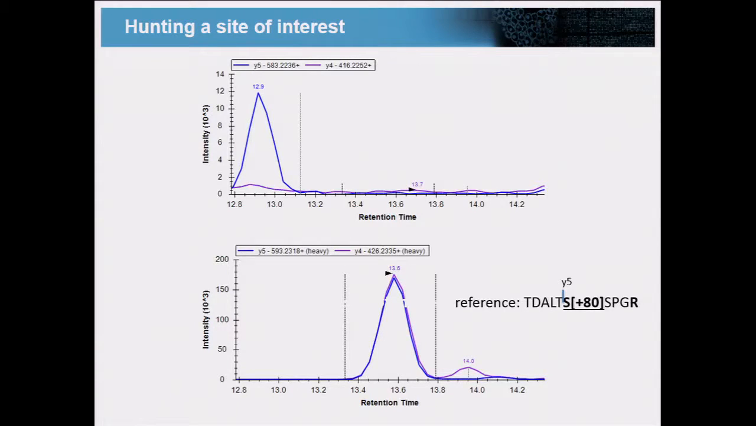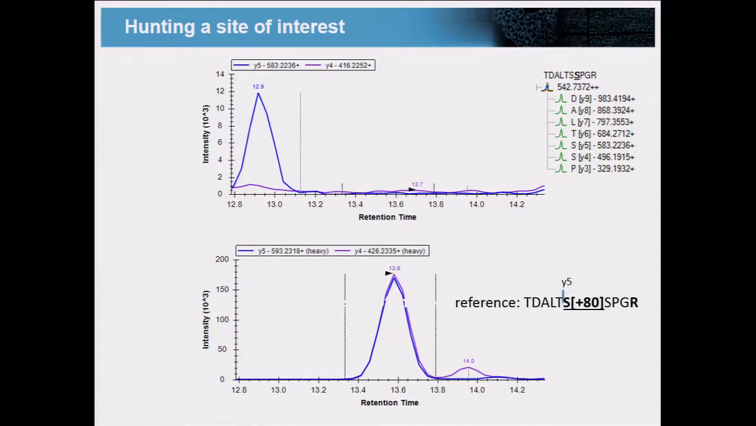Correct, on the Y4. So what we see here is the Y5. This we see in both groups. The Y5 would include the phosphorylation whether it's on this serine or on the next one. But the Y4, we only see it on the heavy. This would be, in the case of the heavy, without a phosphorylation. In the case of the light, we would expect here to have a peak with a phosphorylation, so with a different mass.